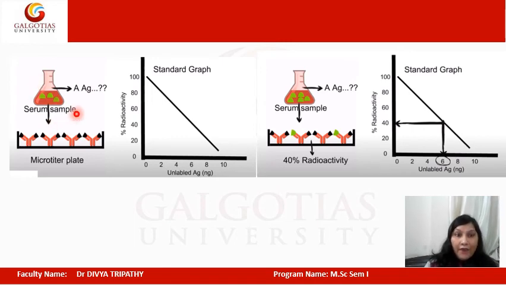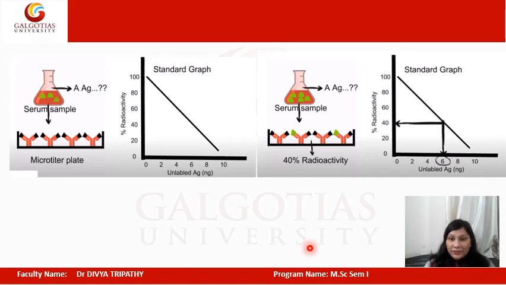We will again make a microtiter plate of 100% radioactivity. Now we will add this serum sample to this microtiter plate, right? Suppose after adding this serum sample, the radioactivity of the microtiter plate decreases to 40%, and this is due to the competition of A antigen, if present in the serum, with the labeled antigen.